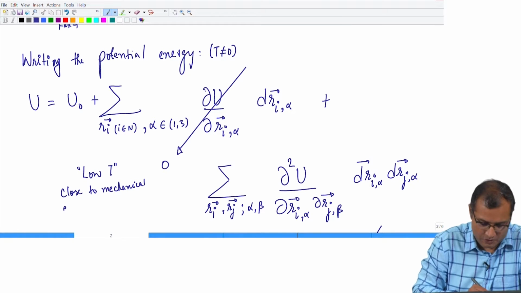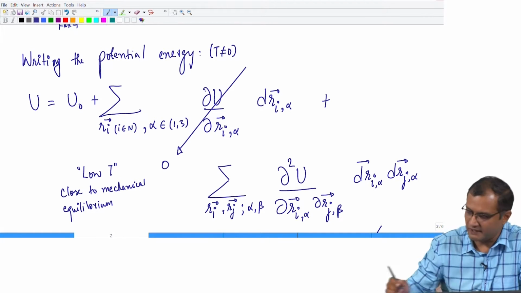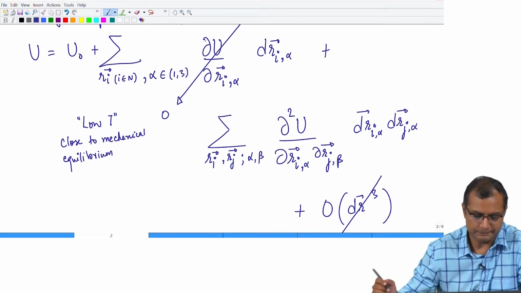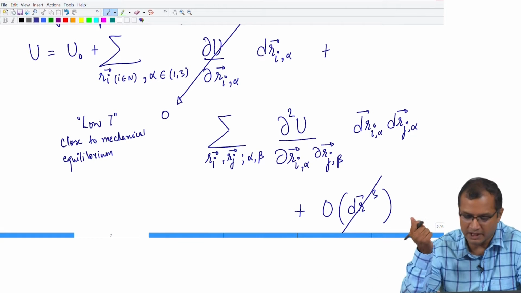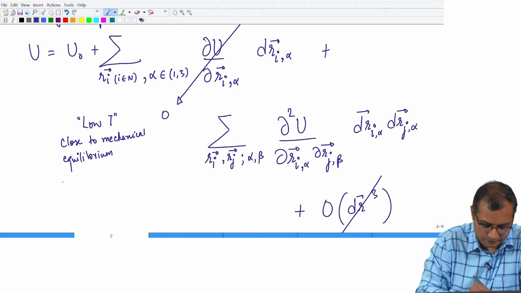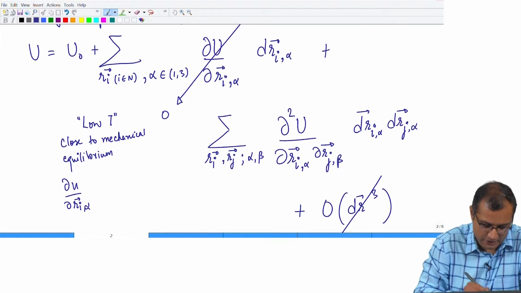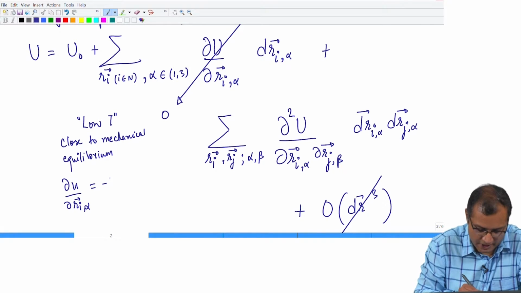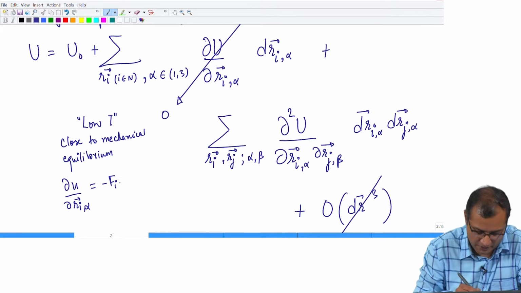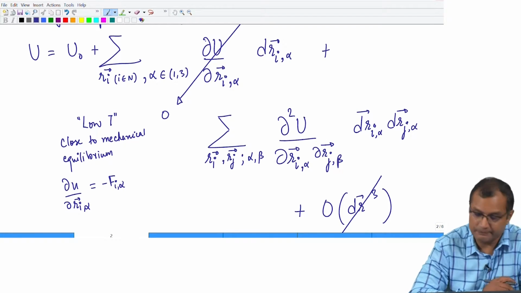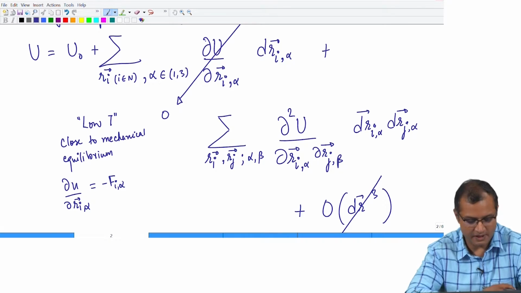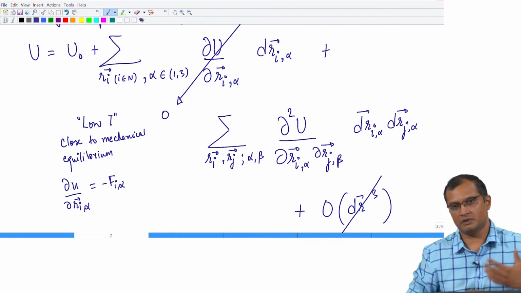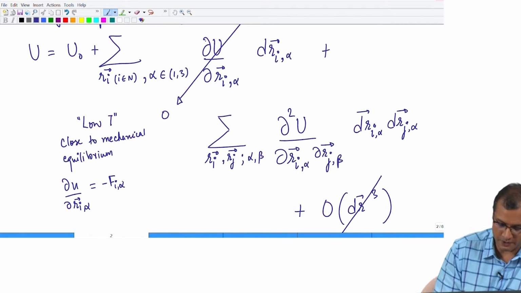Okay. So, the term that I have taken to 0 is due to the fact that I am close to mechanical equilibrium. So, this del u by del Ri, which is the gradient of the potential energy, it is nothing but negative of the force acting on the ith ion and the alpha component of it. Okay. So, as you can see, I have taken a gradient of the potential energy with respect to the ith particle.